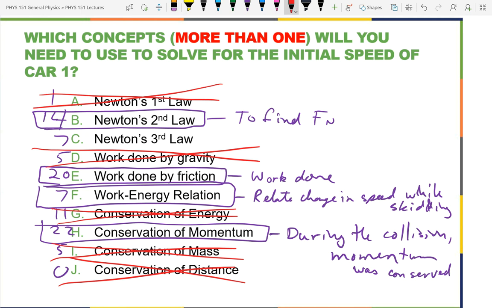I'm glad nobody went for the nonsense answer. Distance isn't conserved. Okay, so when you're doing your physics, you're thinking about what applies here. Now, I could have put kinematic equations on here. You might have used kinematic equations to solve this. You could have used Newton's second law, found the acceleration, which I think is what Peter was saying. Once you find the acceleration, you use a kinematic equation to relate distance, acceleration, and speeds. So you could have used kinematic equations as well.